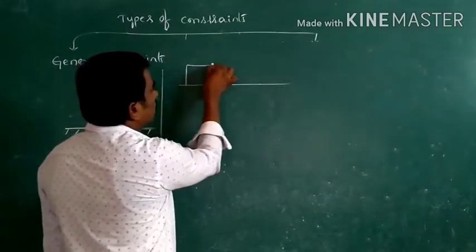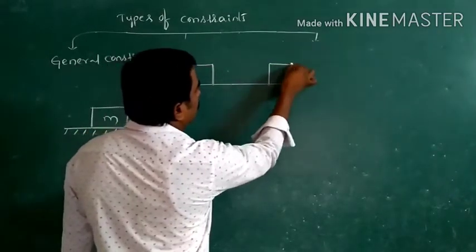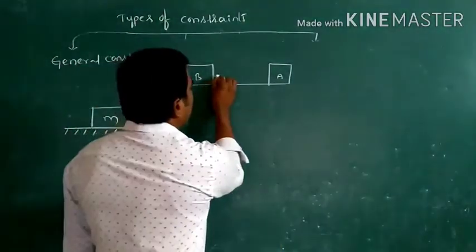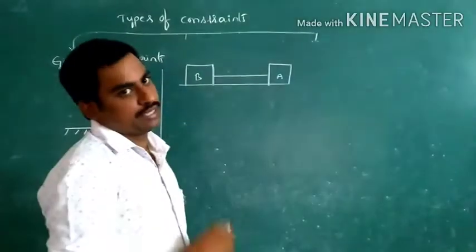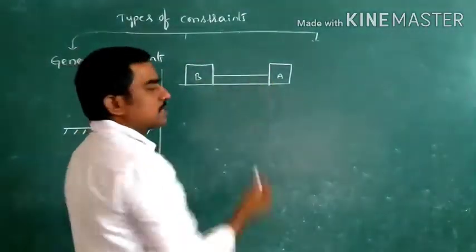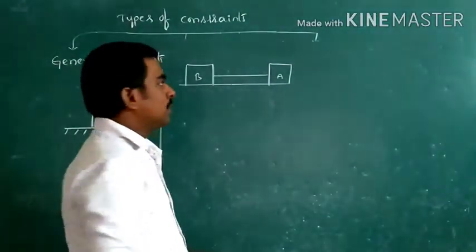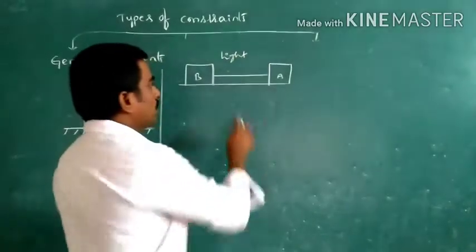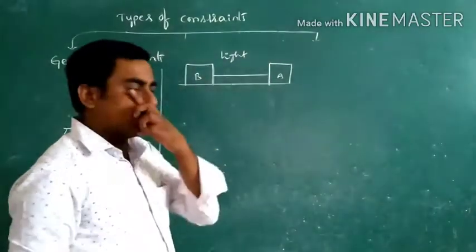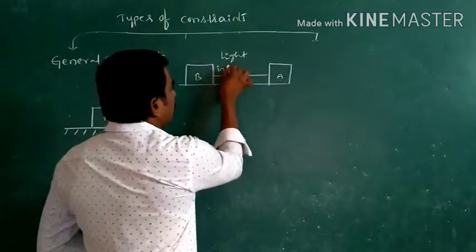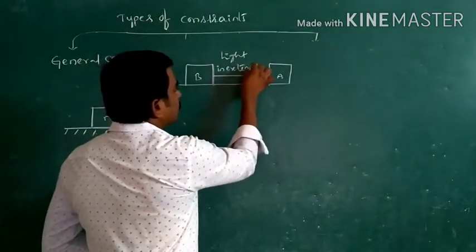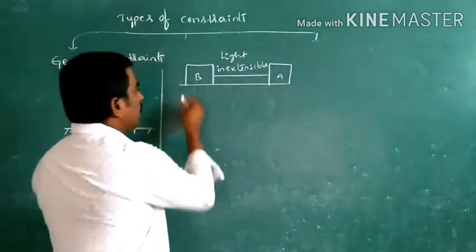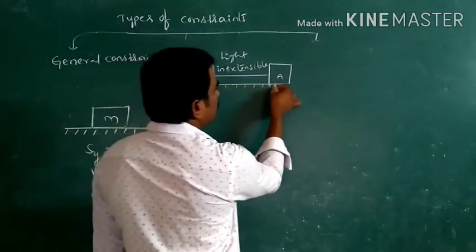Let us assume two bodies, block A and block B. These two bodies are connected with the help of a light inextensible string. Light means massless, so the mass of the string we assume to be 0. Inextensible means the string does not expand; there is no elongation along its length. Okay, right. This is placed on a surface.